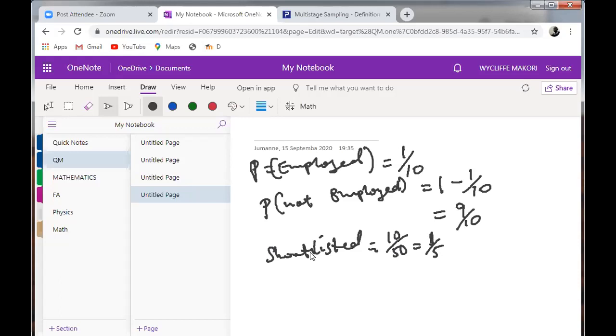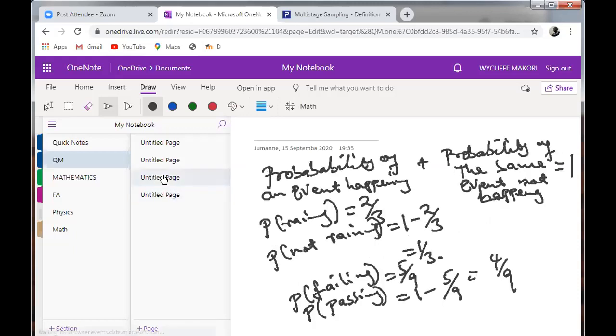Shortlisted but never employed. Never employed is actually going to be 9/10, the 9/10 here. So it is going to be 1/5, the probability of being shortlisted, times the probability of not employed, which is 9/10. You will find this is going to be 9/50. So that is actually how you are supposed to reason it out. But the key thing, or the hint, was here. This was actually the hint for everything. You need to note that the probability of an event happening plus the probability of the same event not happening must add up to one.